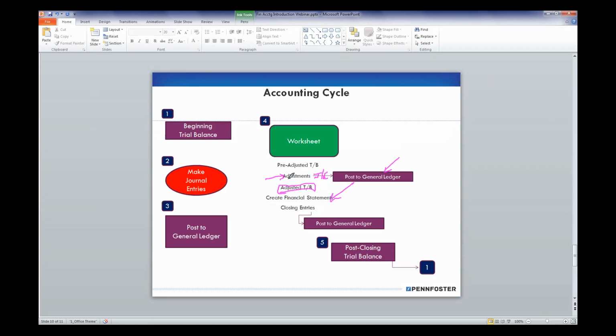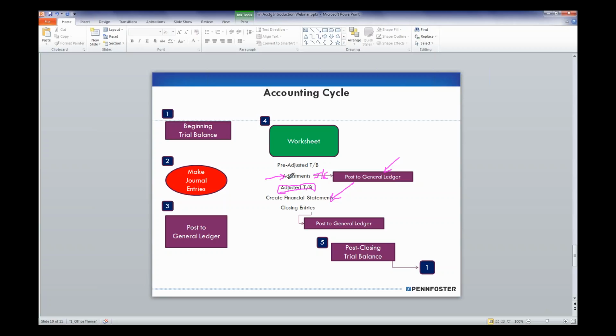If we looked at the adjusted trial balance and found an error, we'd have to come back to our adjustments and make them again, post to the ledger accounts again, and then create a new adjusted trial balance. We keep doing that until we're absolutely certain of the balances in those accounts, because from the trial balance, we can create our financial statements.